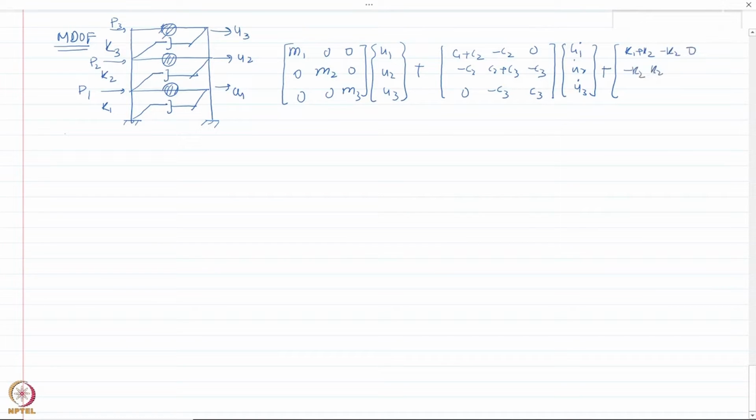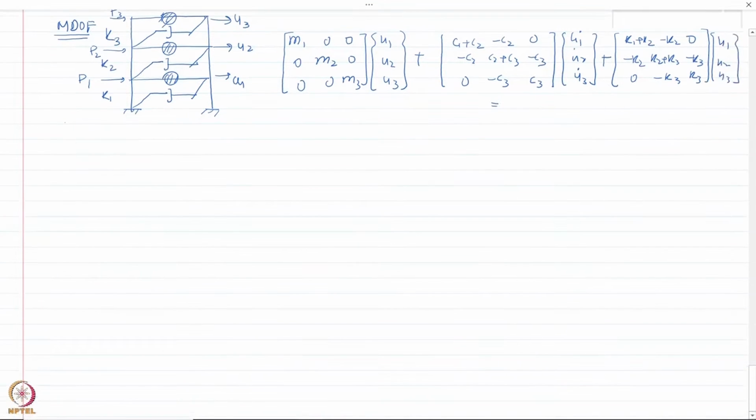I can write this as K1 plus K2, minus K2, 0, minus K2, K2 plus K3, minus K3, 0, minus K3, K3. And then U1, U2, U3, the displacement vector, and this is equal to the applied load vector.